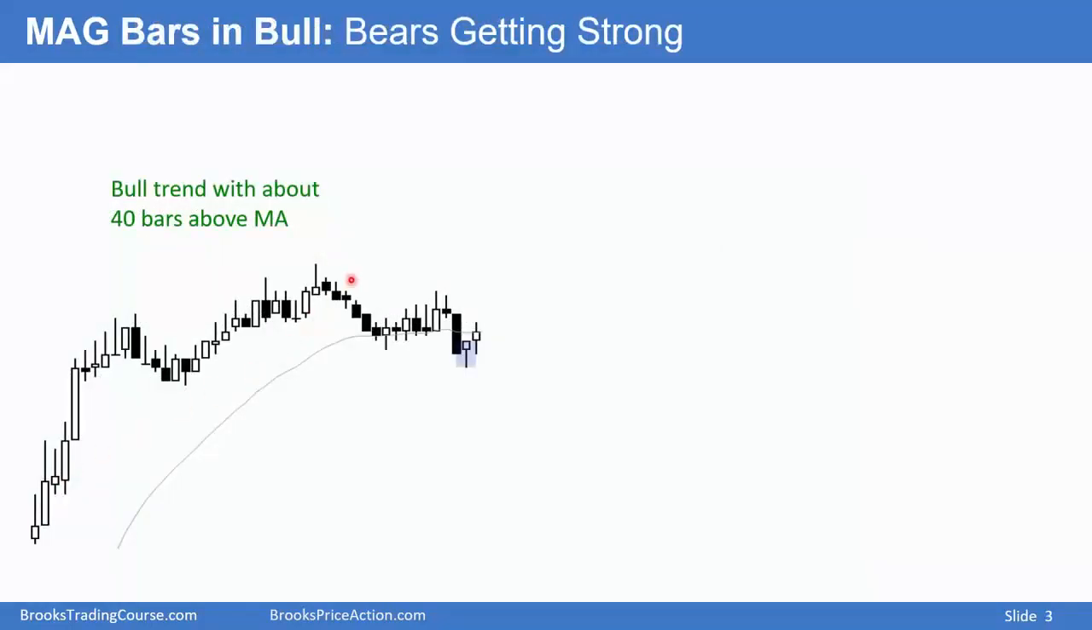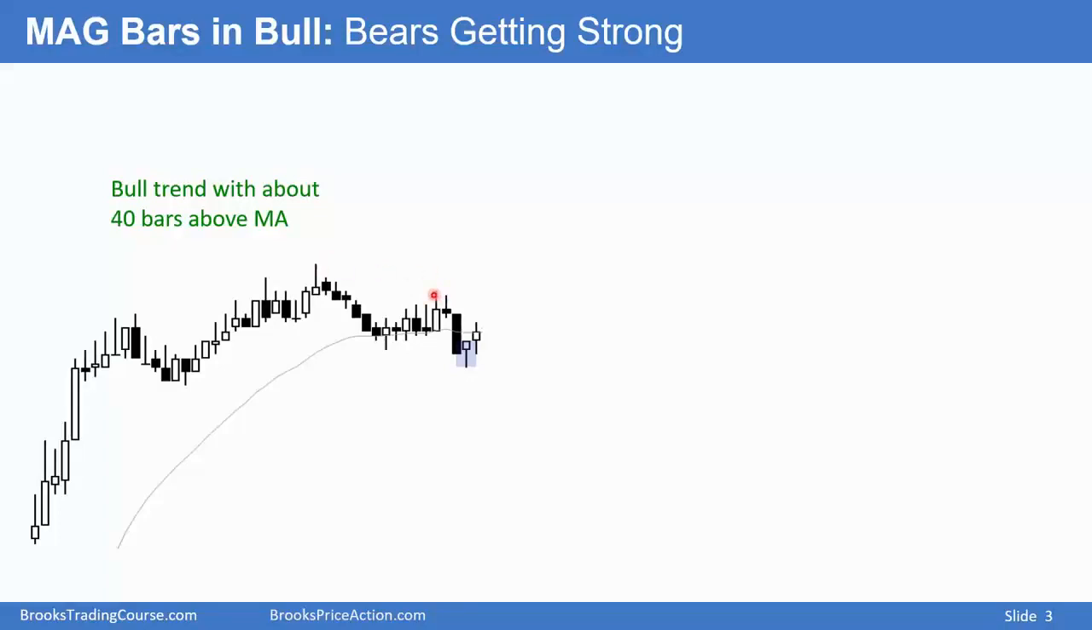This is a bull trend that's been going on for about 40 bars. It finally touched the moving average. There's a gap between the low of this bar and the moving average, a gap between all of these bars and the moving average. When you finally get a touch of the moving average, it's a 20 gap bar buy setup. If a bull trend has been above the moving average for 20 more bars, there are usually bull scalpers buying at the moving average, looking for at least a test of the prior high.